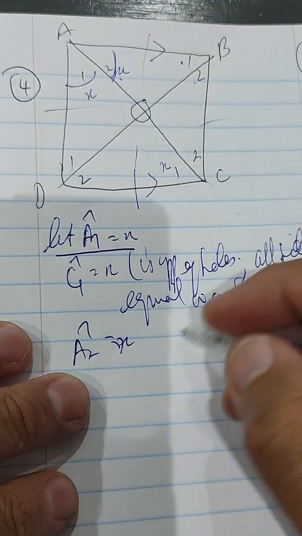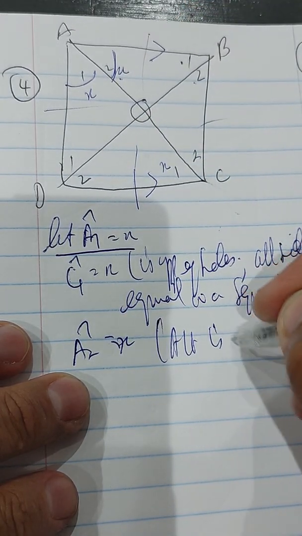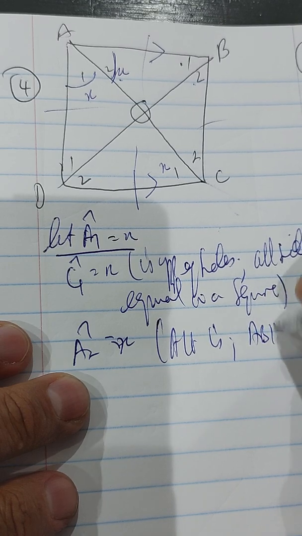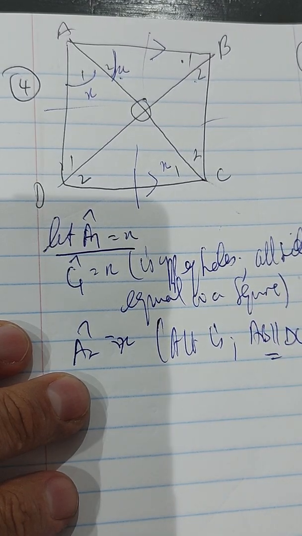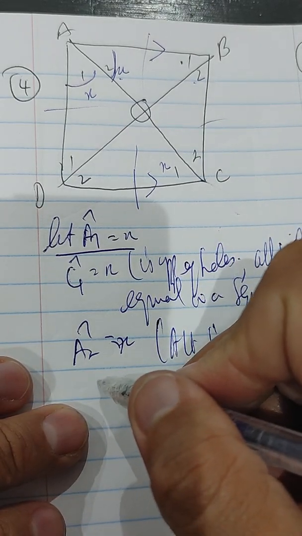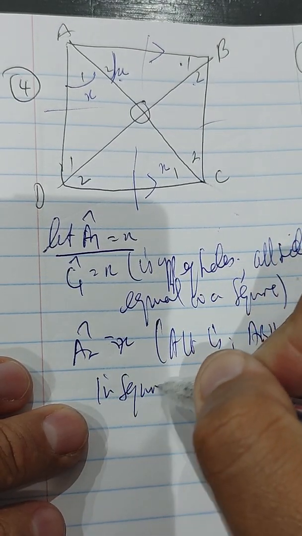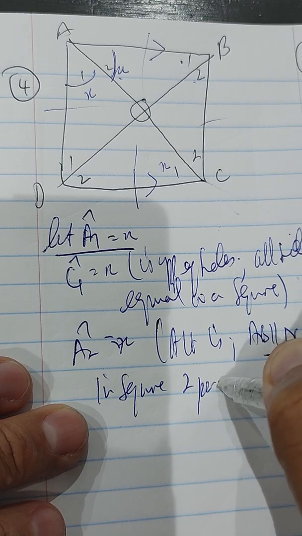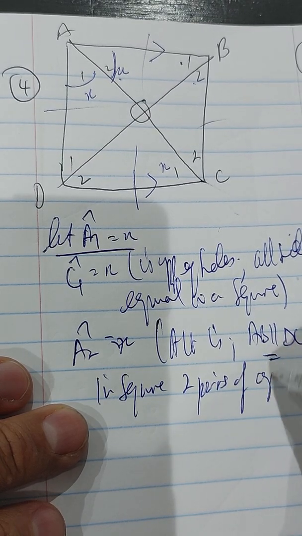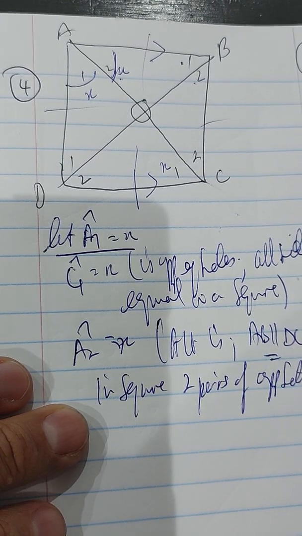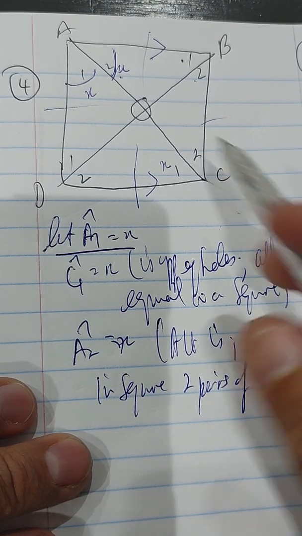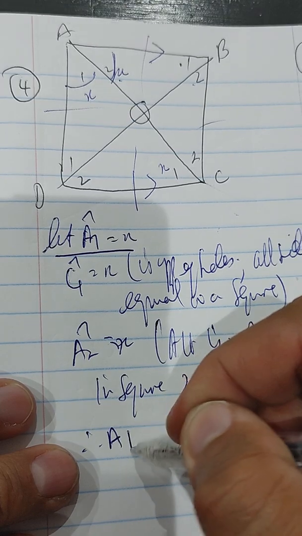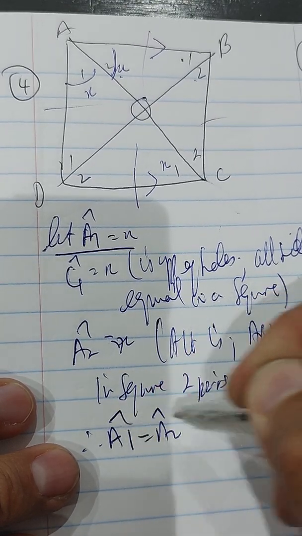Then we're saying that A2 is equal to x. Why is A2 equal to x? Because of the fact that it's alternate angles, with AB being parallel to DC. Now where does this parallel come from? It comes from the fact that in a square, two pairs of opposite sides are parallel. Therefore A1 is equal to A2, which is equal to x.